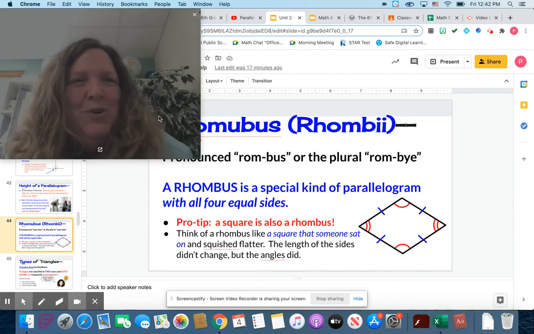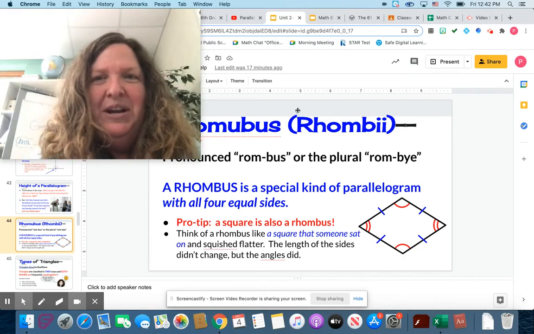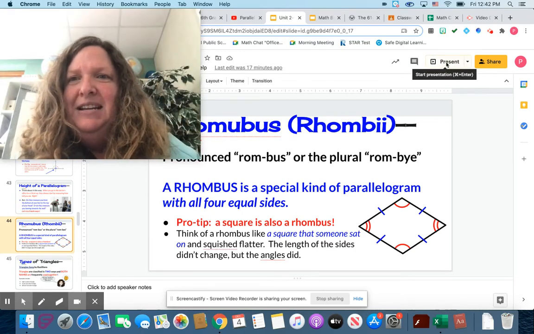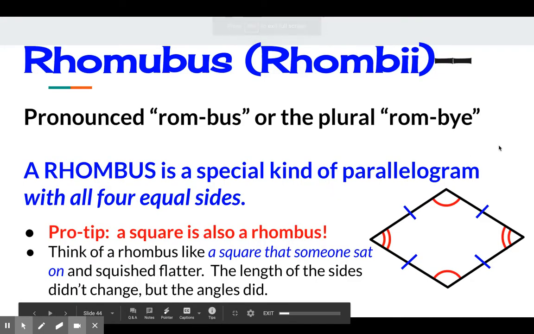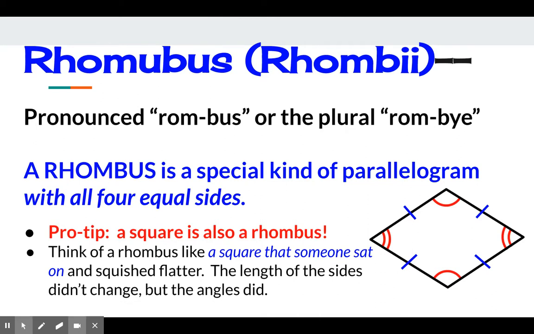We're back now. We've got one more piece of vocabulary to take a peek at. Now, let me see if I can present. Let's take a look at this. Rhombus. It's another vocabulary word, or the plural, rhombi. So if it's just one, we call it a rhombus. If it's more than one, we call them rhombi. A rhombus is a special kind of parallelogram that has all four equal sides. So it's a parallelogram. It has two sets of parallel sides.